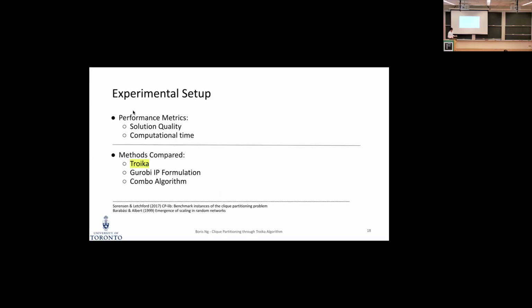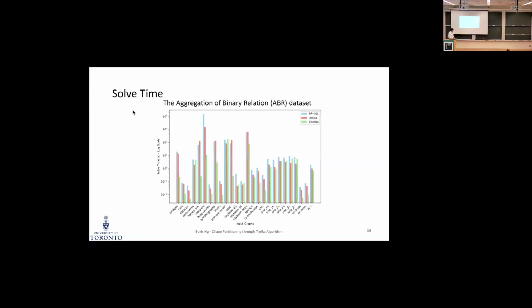The other two methods compared are our Gurobi IP formulation and the Combo heuristic algorithm, because of their readiness in the Python environment. Here are bar graphs that show the logarithmic solve time of each method on the datasets. On the right, in the legend, we can see that RP star stands for the Gurobi IP method, which is in blue, Troika is in red, and Combo is in green.